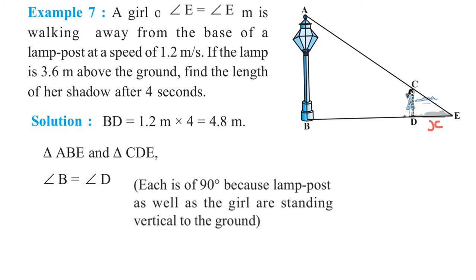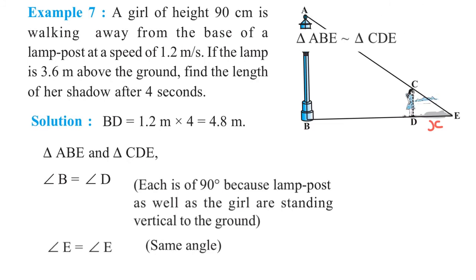So then, angle E is equal to angle E. Why? Angle E is common to both the triangles ABE and CDE. So angle E is equal to angle E, because they are the same angle. So we know that this angle is equal to this angle and this angle is equal to this angle itself. So we know the two angles of the triangles are equal.